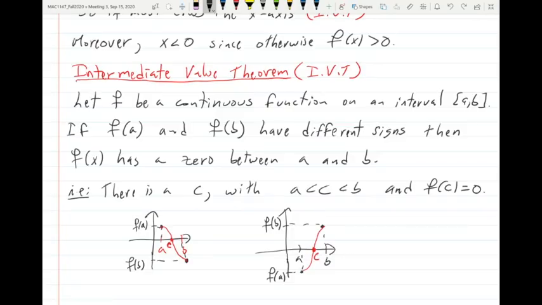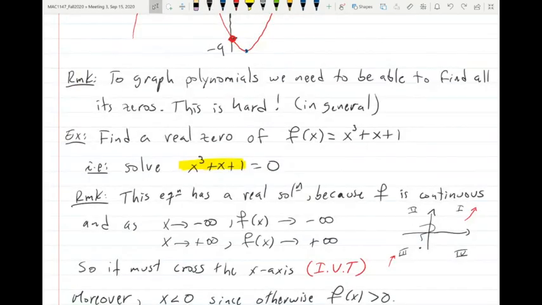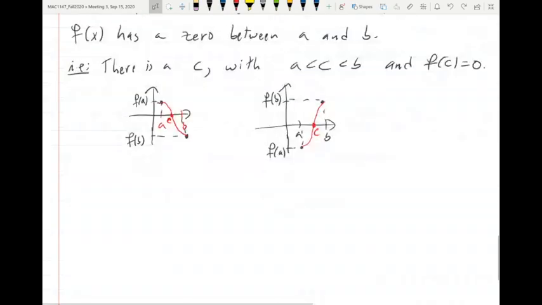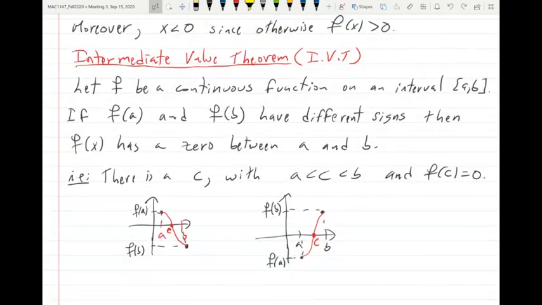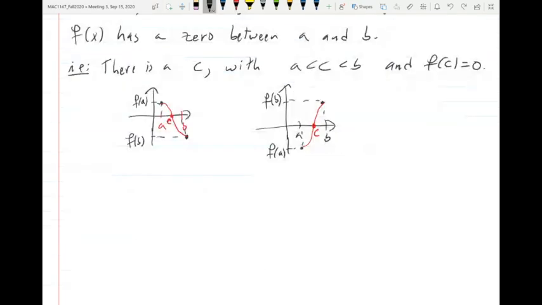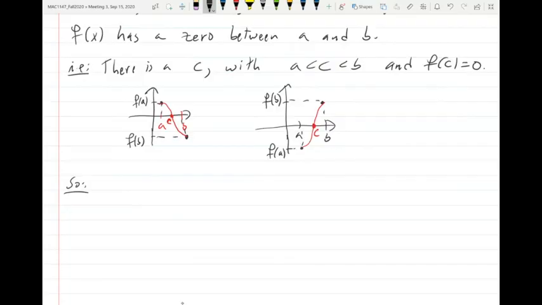We're going to take advantage of this to try to figure out a solution, or at least an approximation to a solution, to our equation. All right, so let's go back. Before I go back, do you understand the statement? Do you understand what the intermediate value theorem is saying? Does this make sense to you? Okay, so let's see if we can use this in a clever way to figure out what sort of solution we're expecting. So, back to our example.